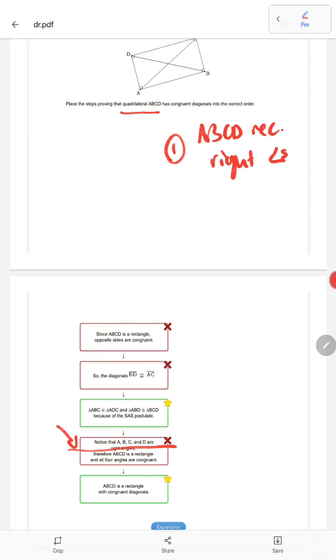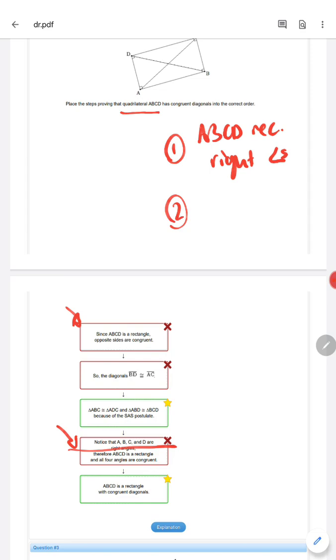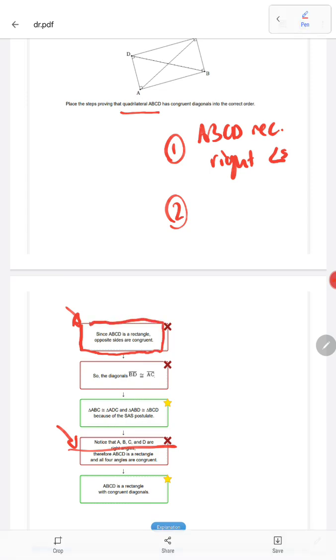Next, I'm thinking about the question. I see this one here. Since ABCD is a rectangle, opposite sides are congruent. That should be my second step. Now that I know I am dealing with a rectangle, you cannot place this in the first step. I know that looking at the figure, you see that it is a rectangle, but you cannot just say that. You should say that the angles are 90 degrees, and that is your foundation to claim that the figure is a rectangle. So this would be step 2. That right here would be step 2. This would be step 1.